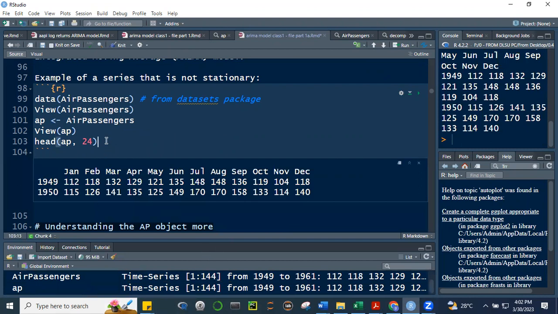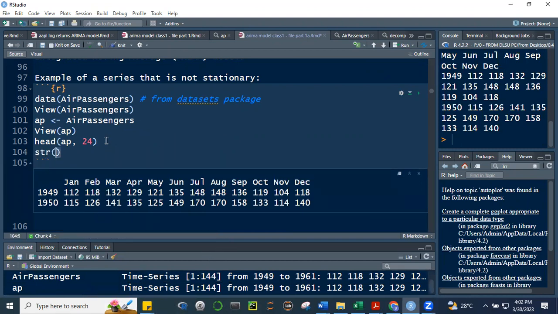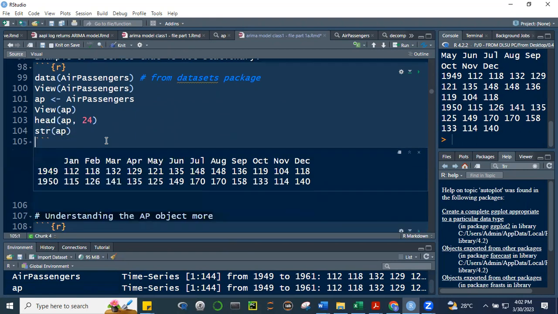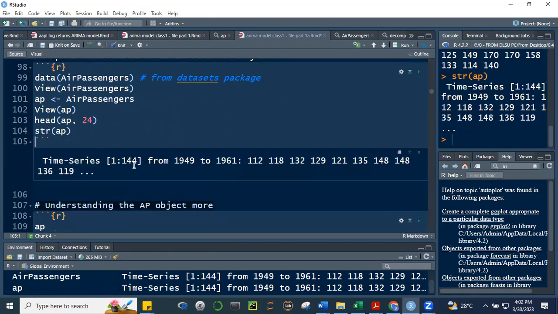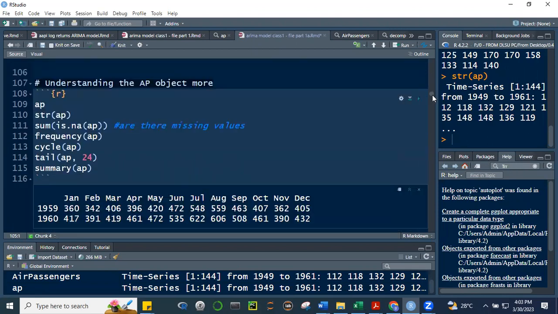Until, let's see. Let's take a look at the structure of our AP. So this is a time series, 144 observations from 1949 to, this should be 1960, no? Kasi 12 years. From 1949 to 1960. Kasi from 1949, that's up to 1960, that's 12 years. All right. So I leave you, class, to look at this.